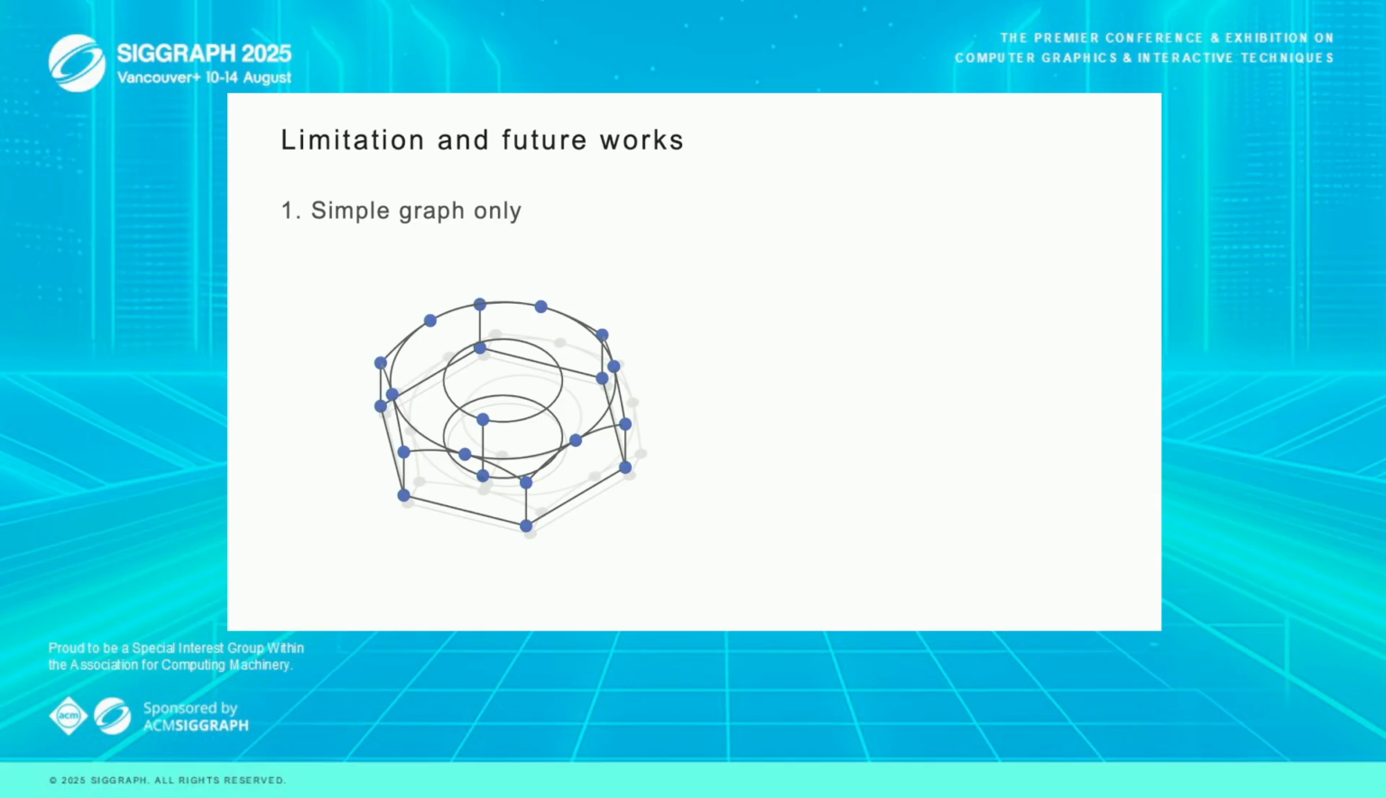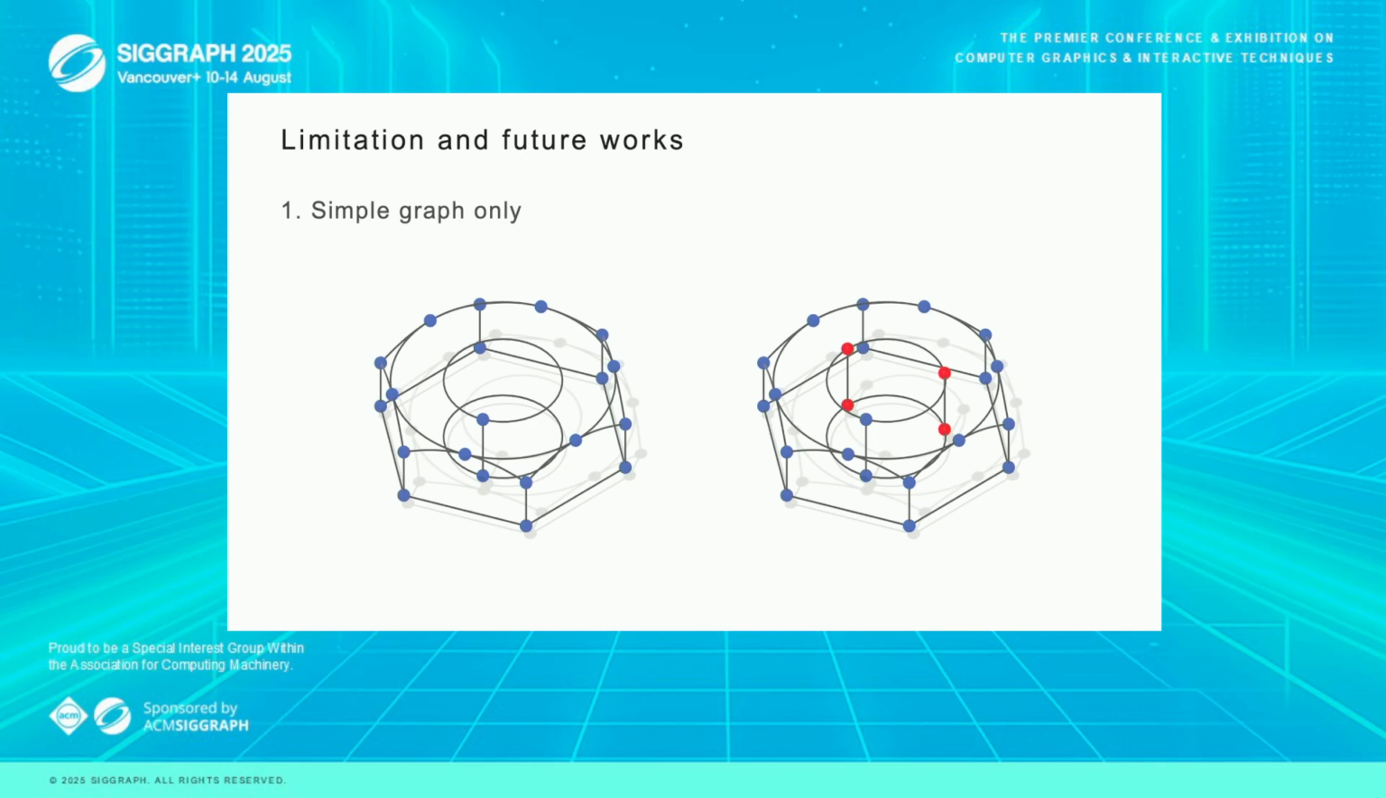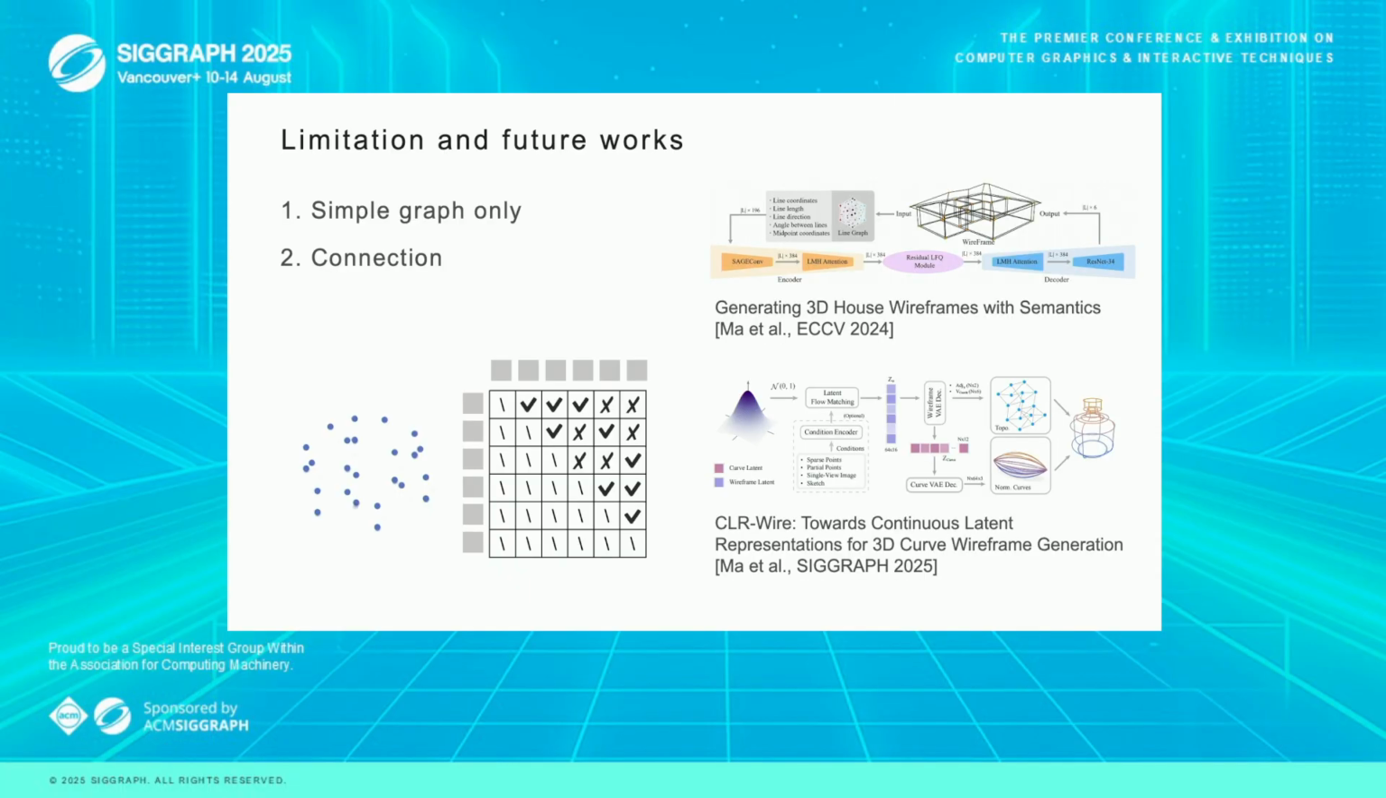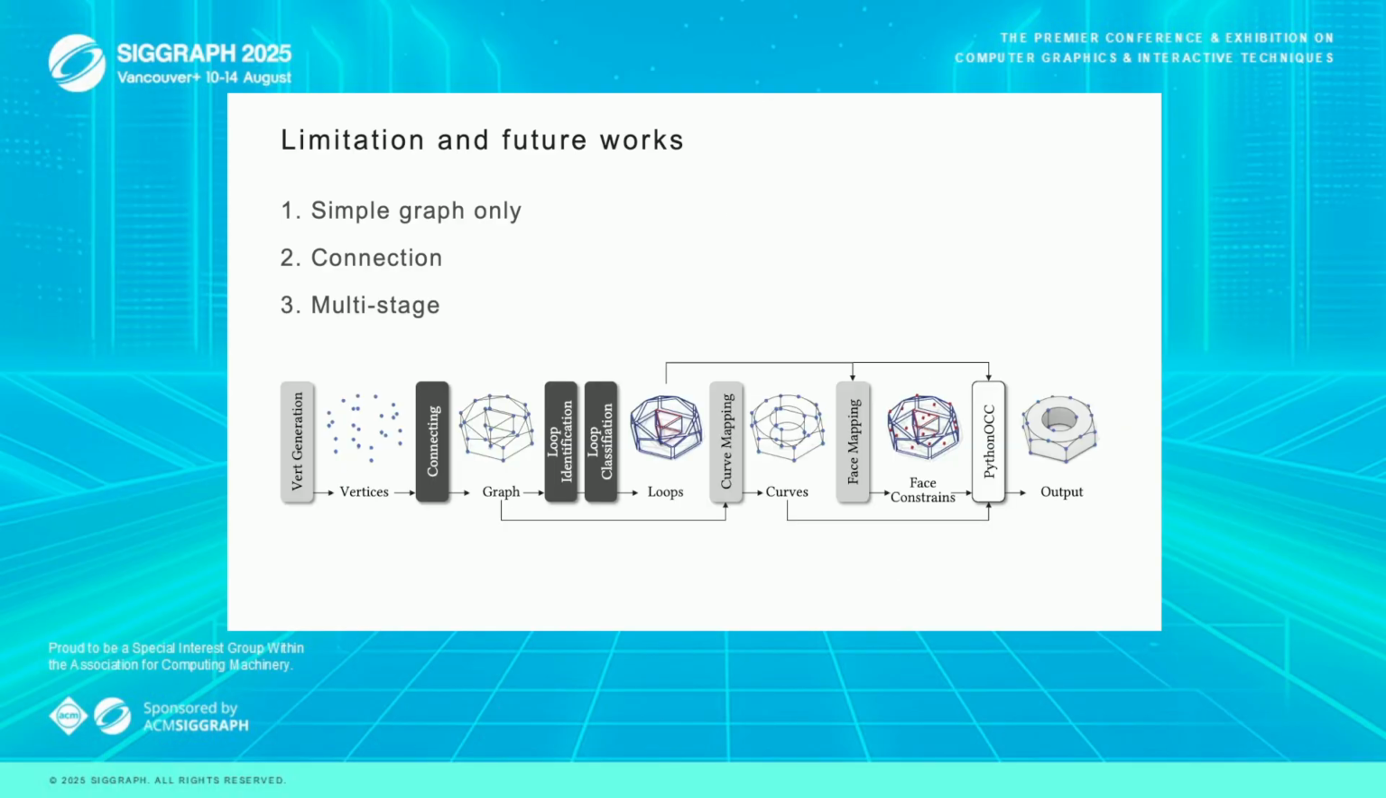Our approach has some limitations. First, we only handle simple graph structure, so we need to add additional vertices to avoid self cycles. Secondly, the computational complexity of the connectivity module is n-squared. So when the number of vertices increases, it's hard to learn the correct connection. To address this issue, one may look at some recent work in wireframe generation. Finally, our pipeline consists of 6 networks, which may lead to accumulated errors. Future work should focus on designing more concise representations or networks.